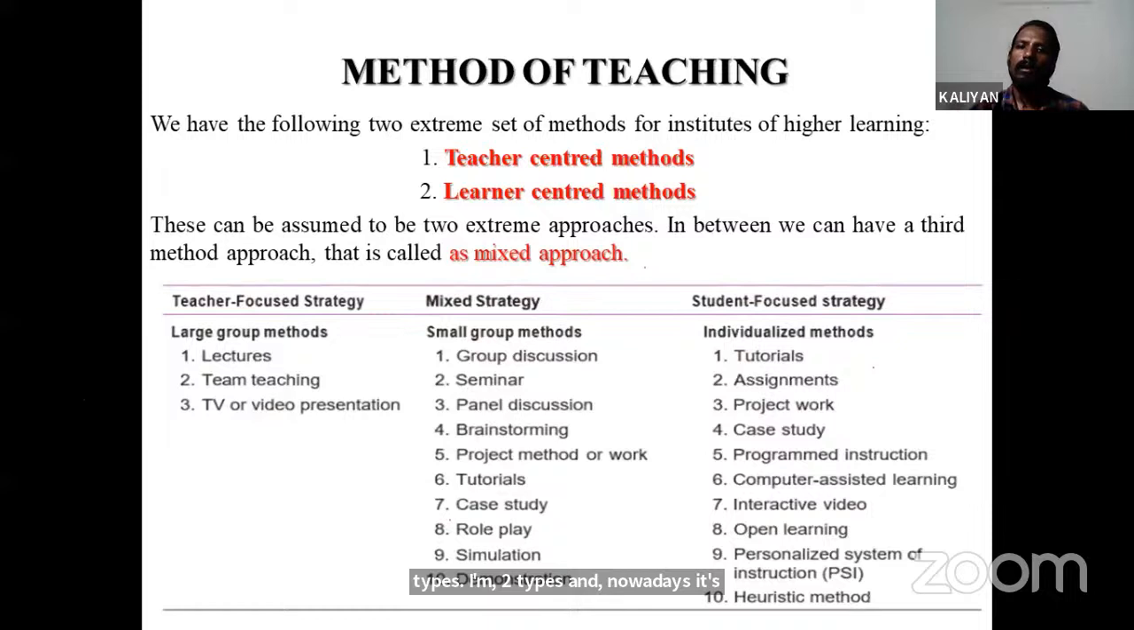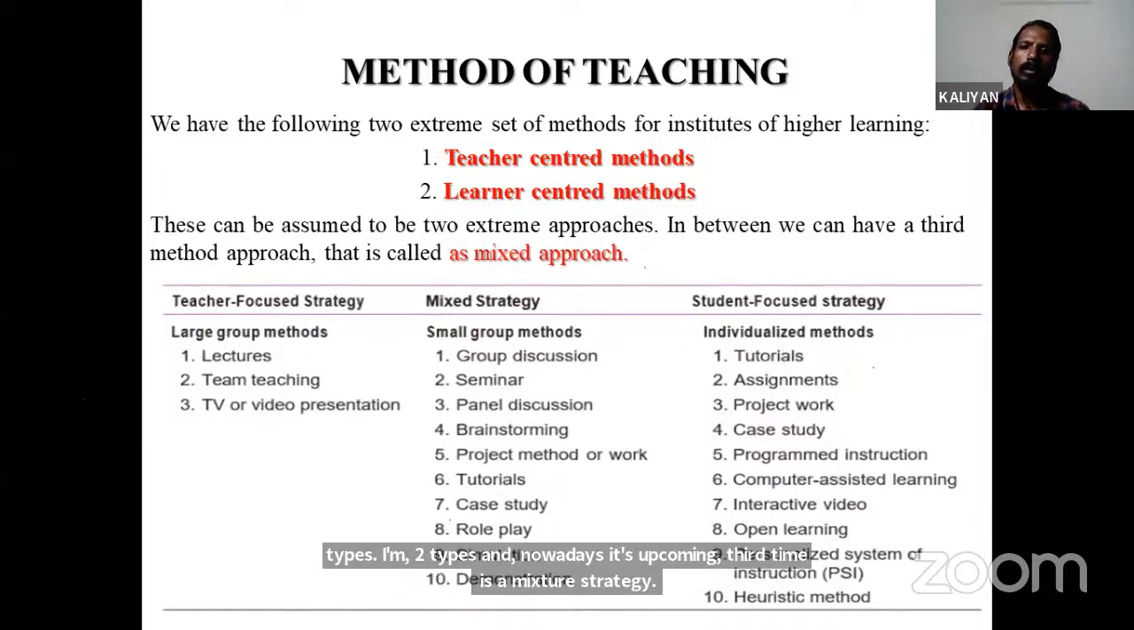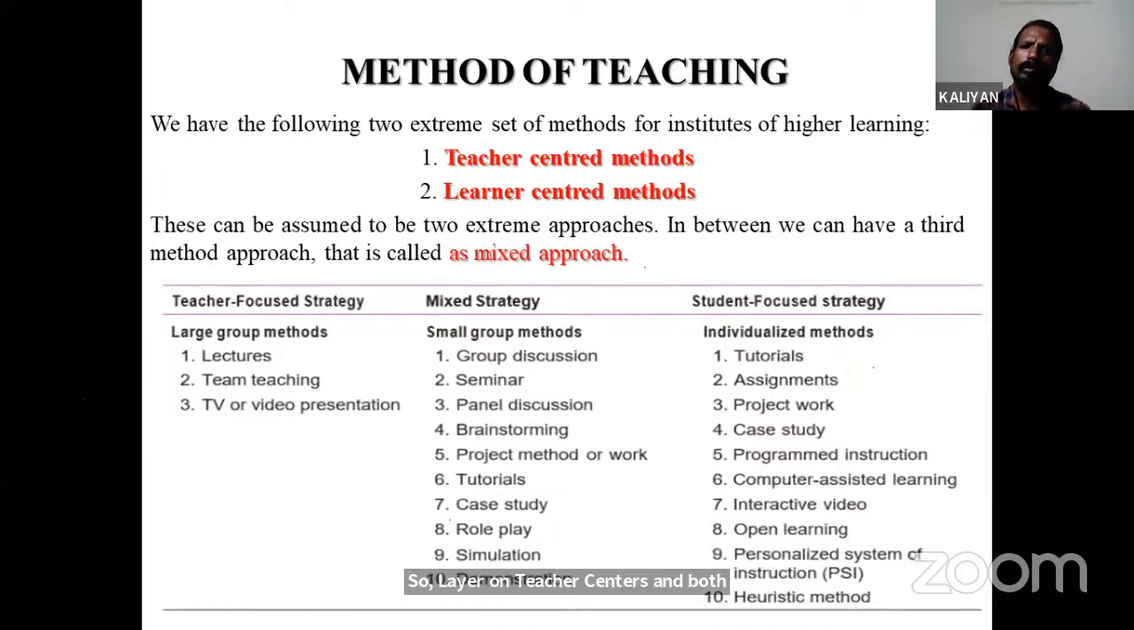Where learner-centered and teacher-centered approaches are both working together, this is called the mixed strategy. So this is the method of teaching. This is also very important, like the question will ask which one is not a mixed strategy, or which one is a student individual or learner-centered method. This kind of question will be asked, like what is discussion, seminar, brainstorming. This kind of question will come from this topic.